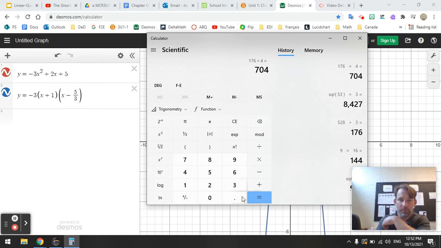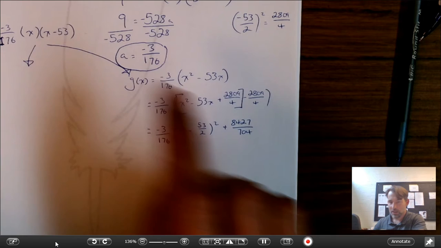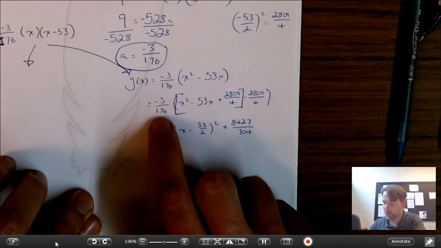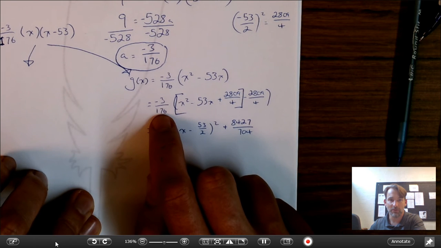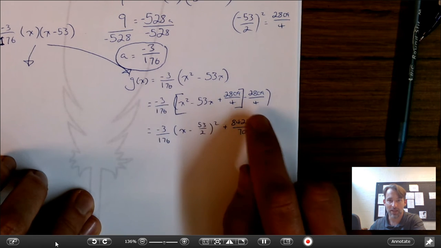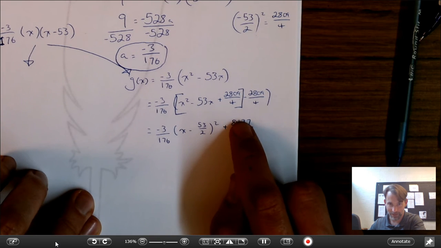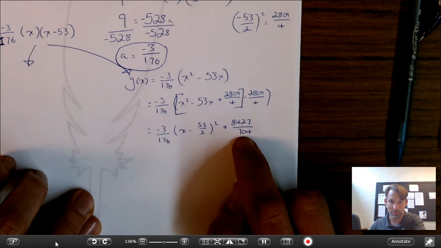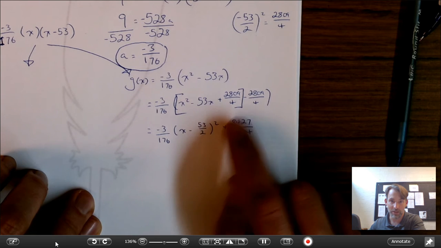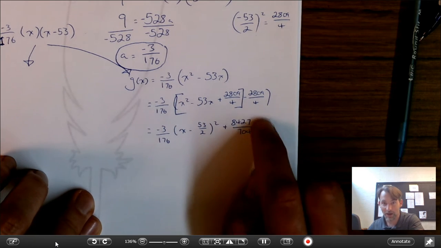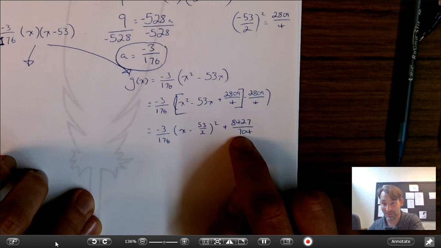Okay, so what was that giving me? When I remove this from the bracket, I have to remember to multiply by this number. So negative 3 over 176 times 2809 over 4. And that gives me these when I multiply top times top and bottom times bottom. It's a positive because this is a negative times a negative. And that there is the height at the vertex.